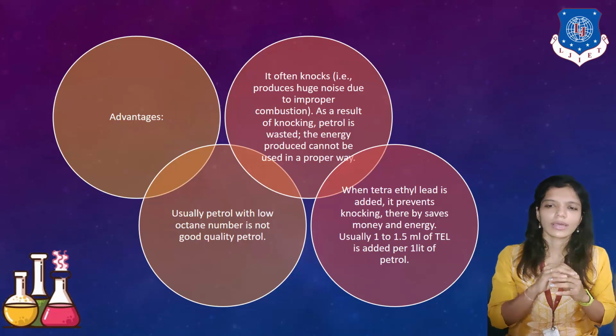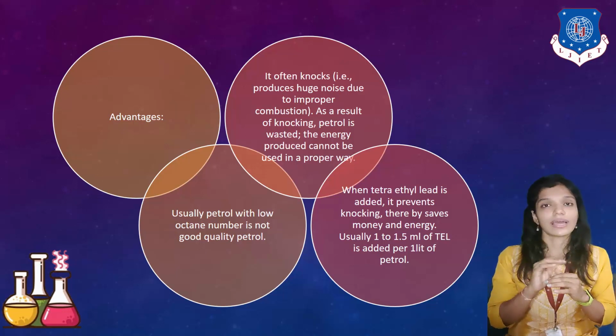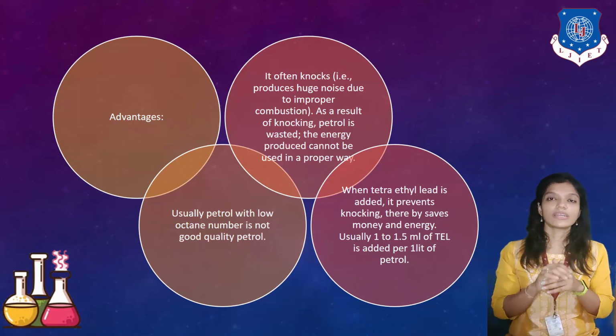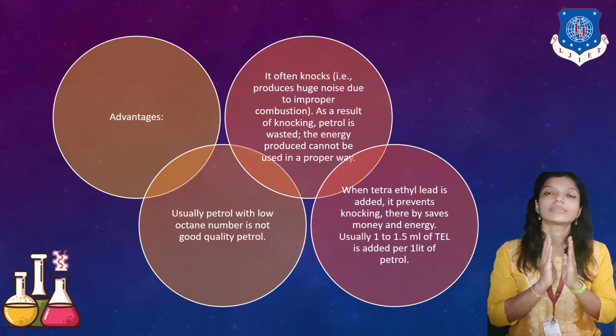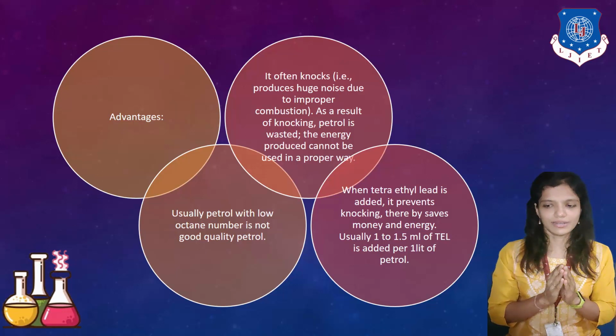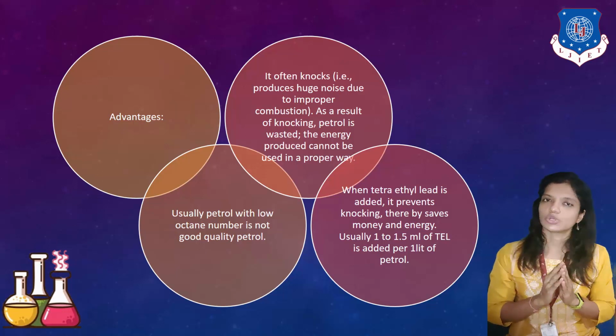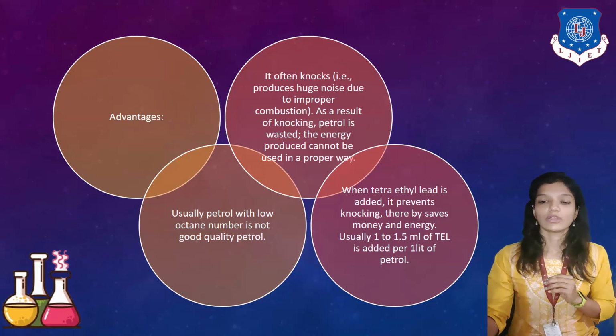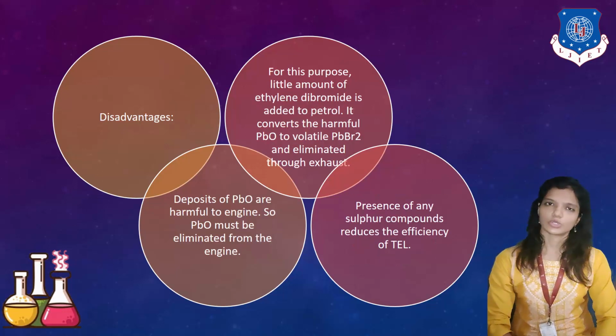So when tetraethyl lead, which is known as TEL, is added, it prevents knocking and it saves our money, it saves our energy. Usually 1 to 1.5 ml of TEL is added per liter of petrol. It is widely used in almost each and every kind of petrol.